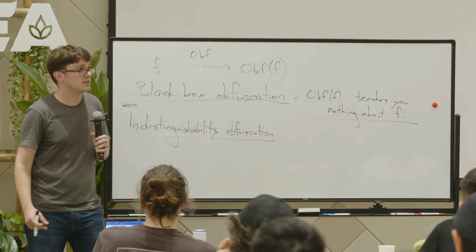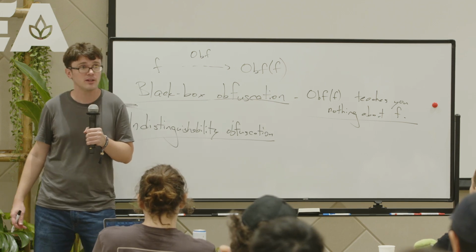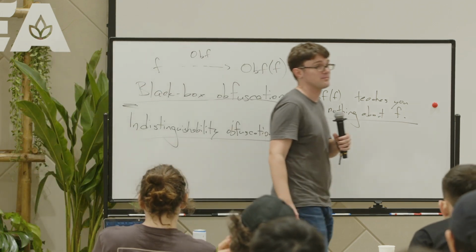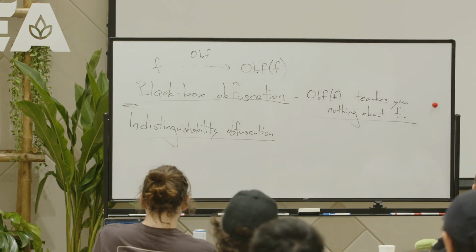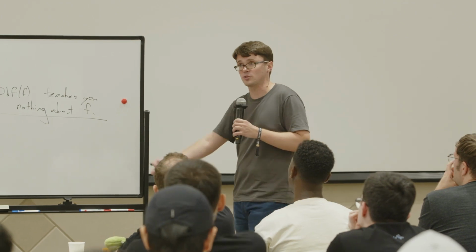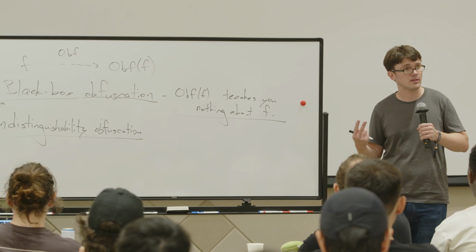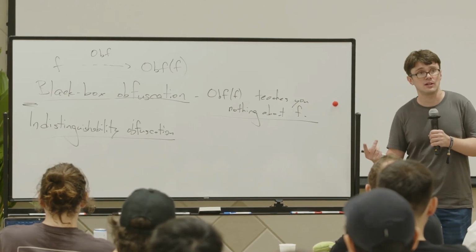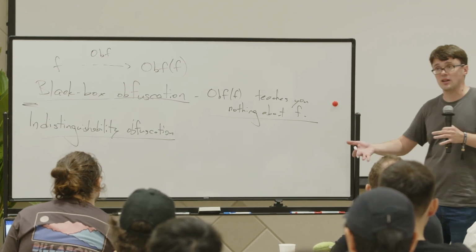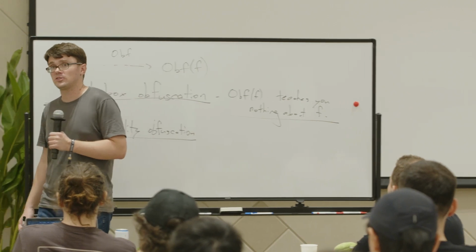Indistinguishability obfuscation is a weaker requirement. It says if you have two implementations of the same function and you obfuscate them, you can't tell them apart. There are many ways you could achieve this functionality, many ways you could code it up. But if you have any two implementations, as long as they do the same thing, when you obfuscate them, you can't tell them apart anymore.